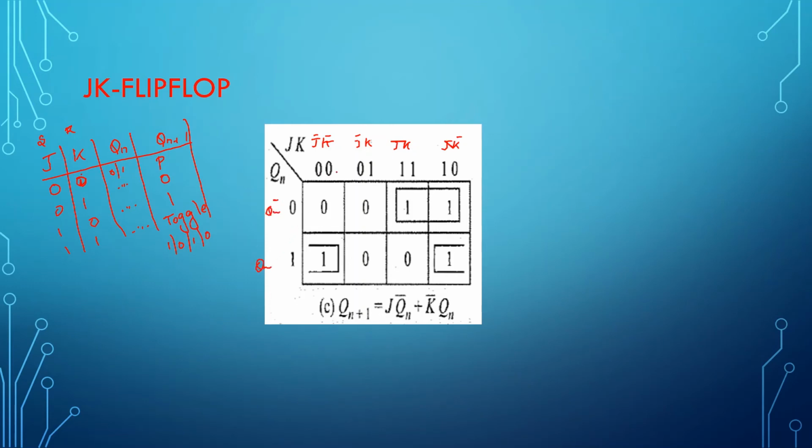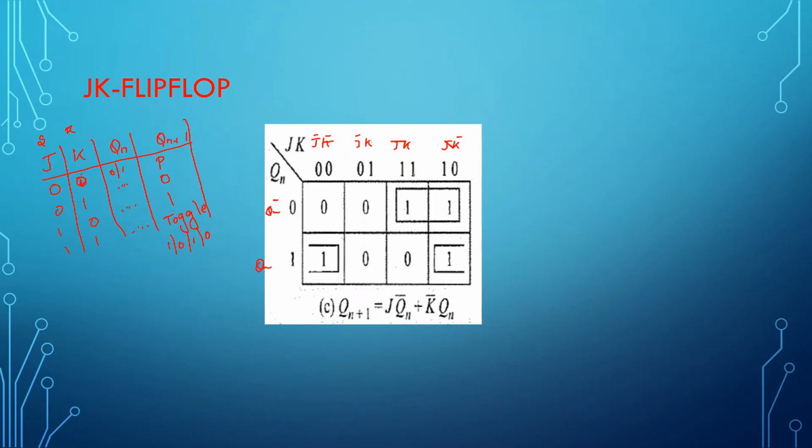So 0, 0, 0, 1, 1, 1, 1, 0, 0 and 1. If it is 0 and 0, it has to exhibit the previous state. So the previous state is 0, it is shown here. If it is 0, 1, it has to be 0. So 0 is written here.